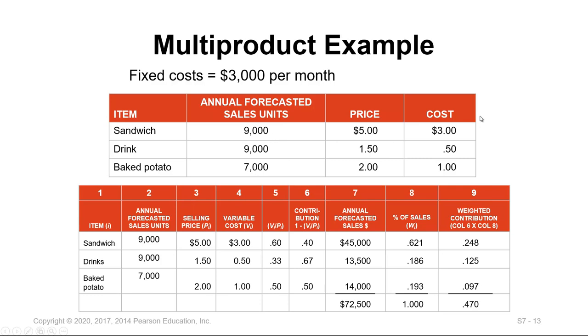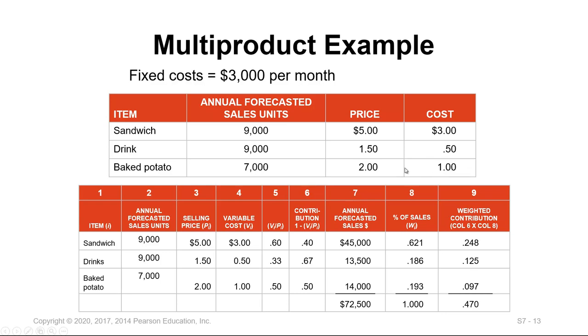units of sandwiches with a price of $5 and the cost of $3. Drinks 9,000, price of 1.5 and cost of 50 cents. Baked potato of 7,000, price of $2 and the cost of 1 cent.